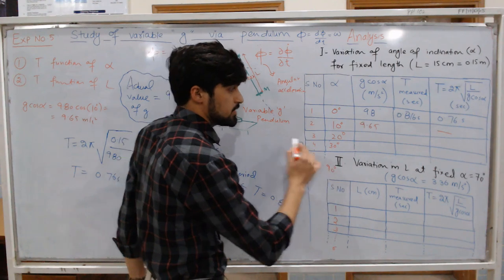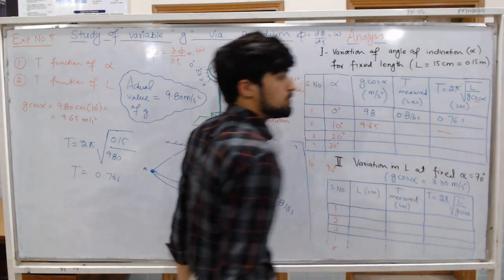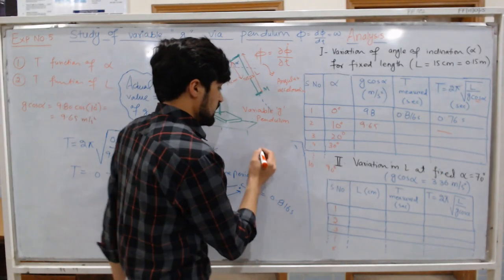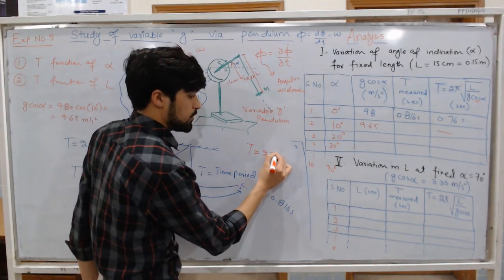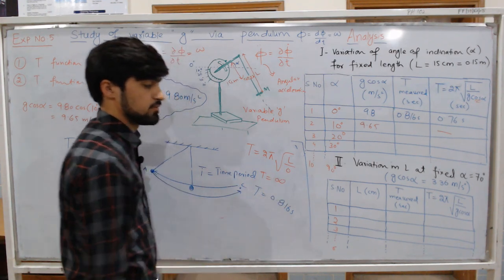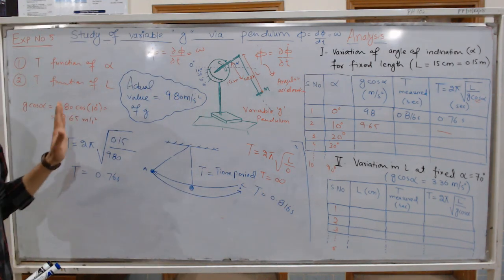So at 90 degrees, cos alpha will be equal to 0. So if this is 0, the time period will be T equal to 2 pi root of L by 0. So the time period will be undefined. So this is for the first case.